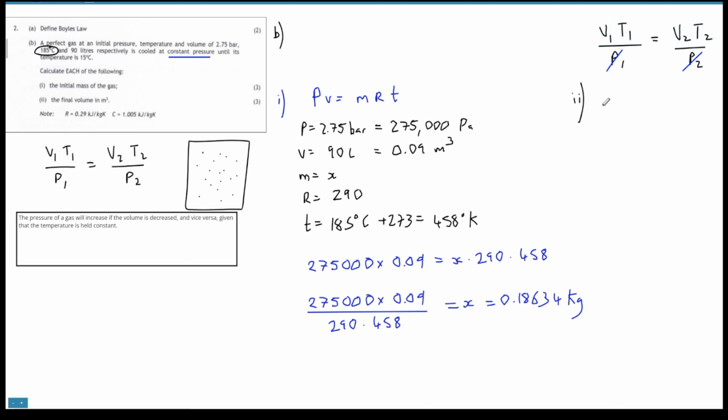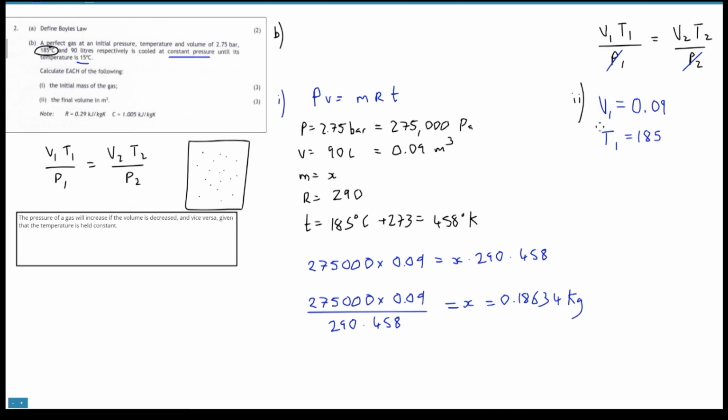We're going to have the volume 1 equal to that original volume. Well, it's in liters. I want it in cubic meters, so I put it as 0.09. My temperature 1 was 185. It doesn't matter if I use degrees Celsius or Kelvin, because they're going to cancel out anyway. Now my V2 is what I'm trying to calculate, and then my T2 is going to be 15 degrees.